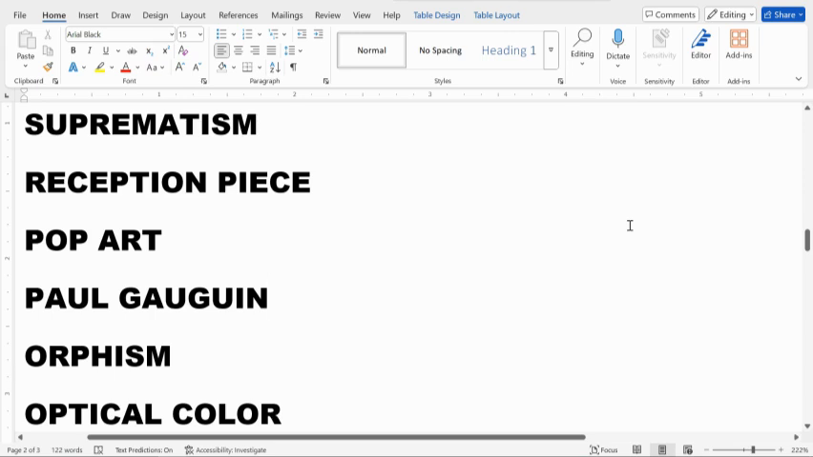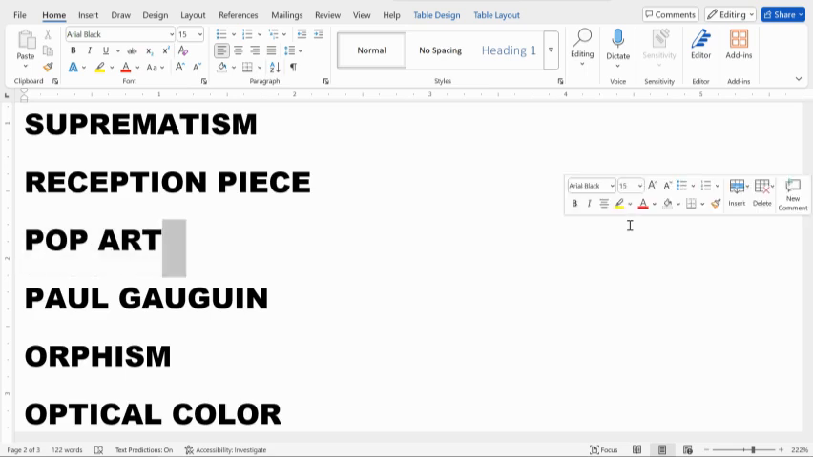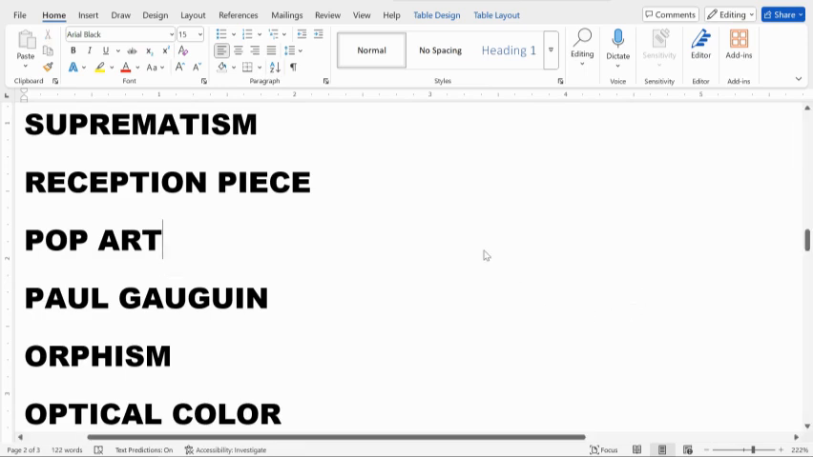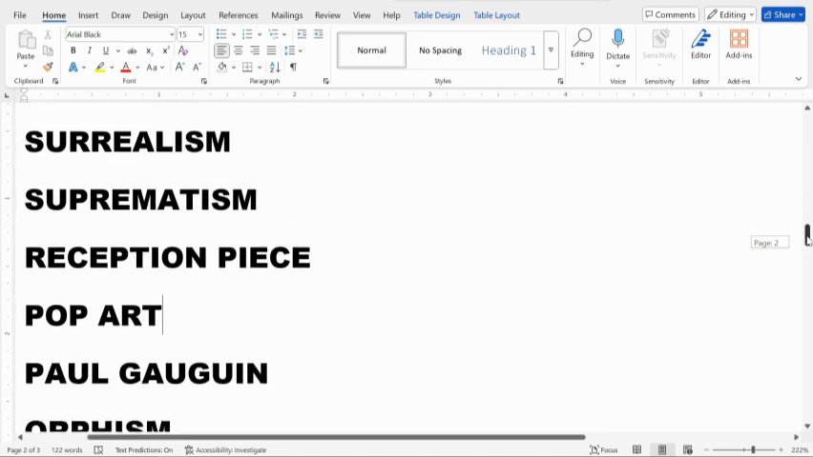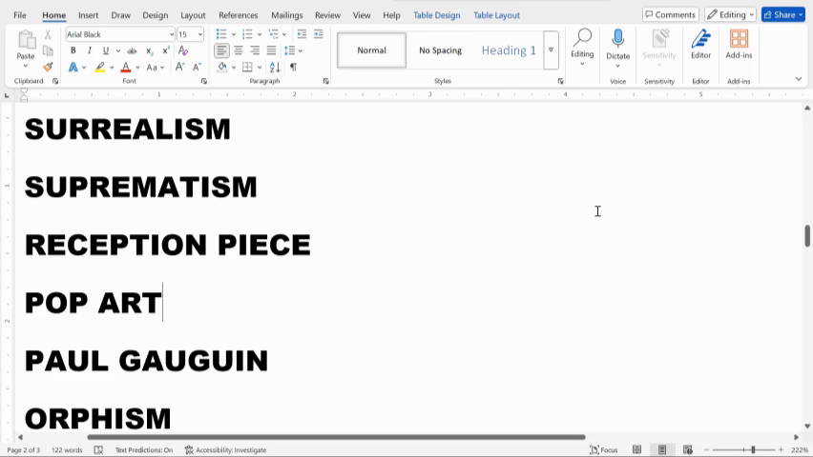Suprematism pops up on the test. I'm going to talk about that in the next modern art section, between the wars. Surrealism, I'm also going to talk about in the next modern art section, between the wars.